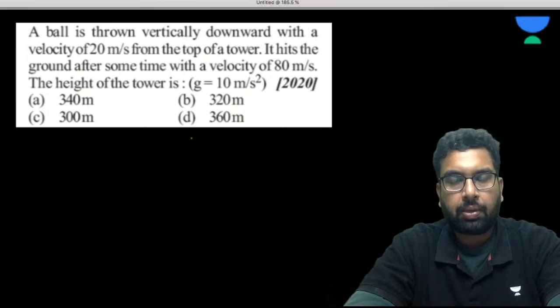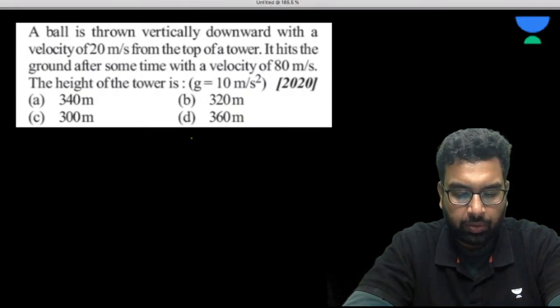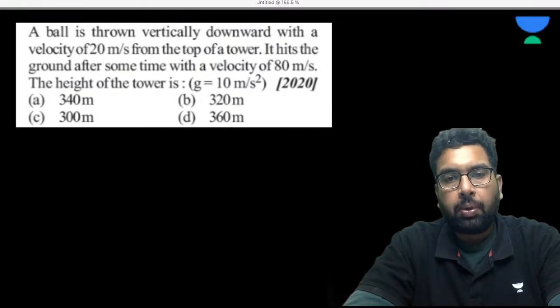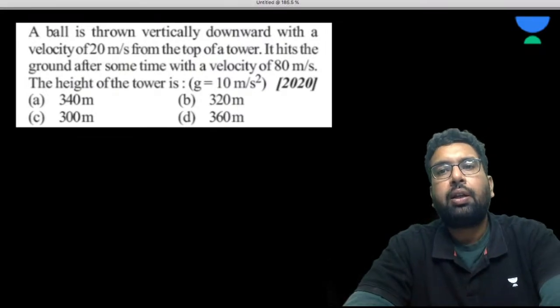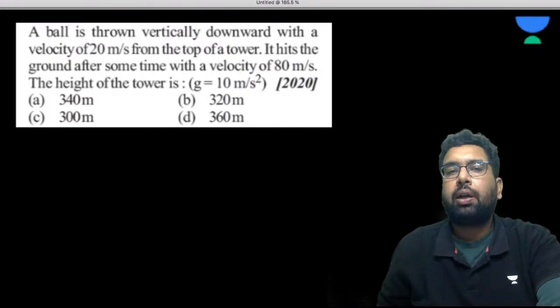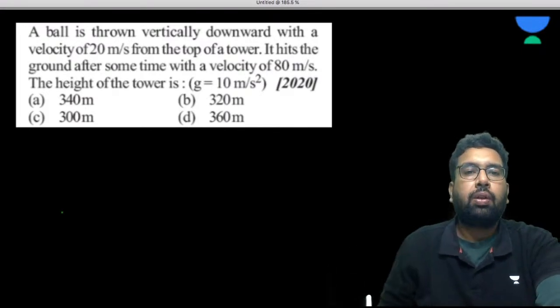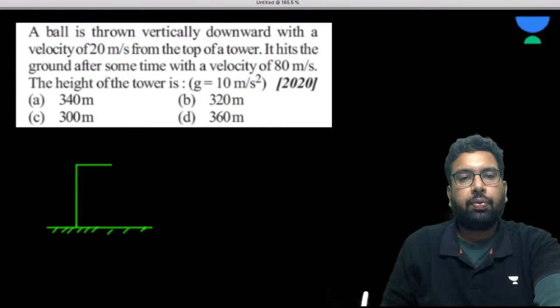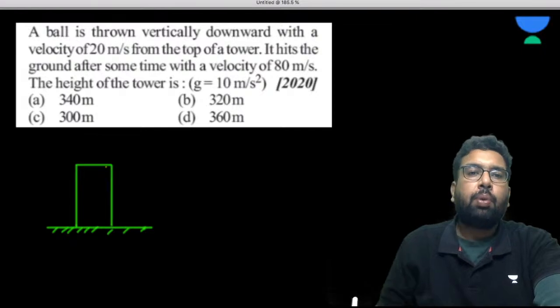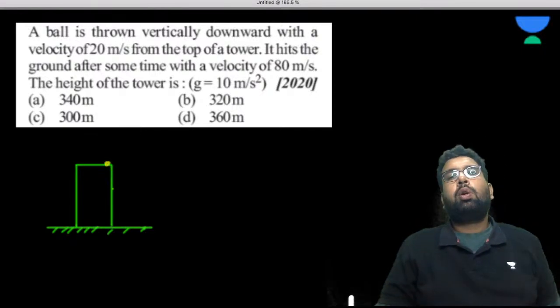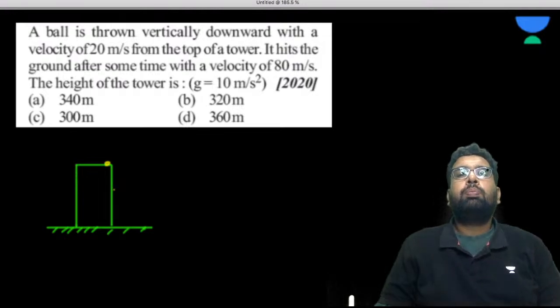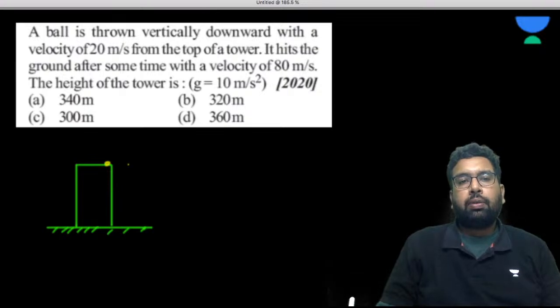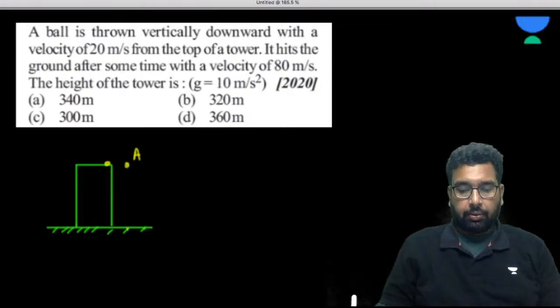You have given some answer. Very good, beta. What about you, Shivan? So what does this question say? It says the ball is thrown vertically downward with a velocity of 20 meter per second from the top of the tower. Okay. So we have a tower. Now from the top of this tower, this ball is thrown vertically downward. And if I consider this is A and this is B.